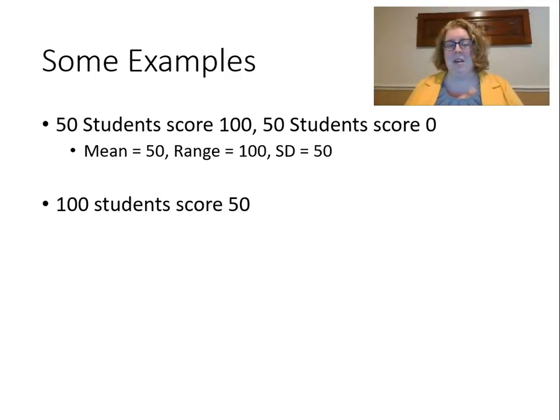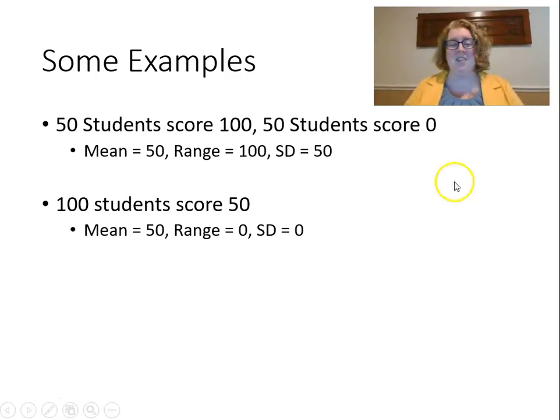Let's get a different example. So in this example, 100 students scored a 50. I should say, all of our students scored a 50. So what's our mean? What's our range? What's our standard deviation? Yeah. So our mean is 50, our range is 0, our standard deviation is 0, right? So look at these. In these two examples, our mean is the same, but our range and our standard deviations are really different. So even though our average is the same, we see really different measures of variability.